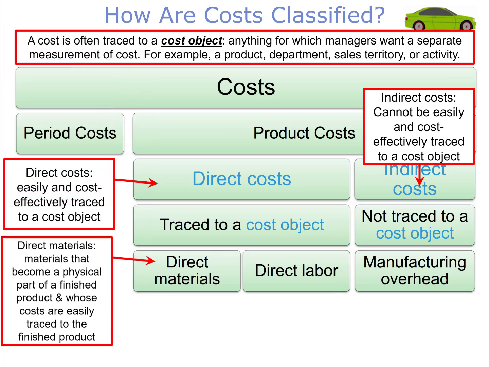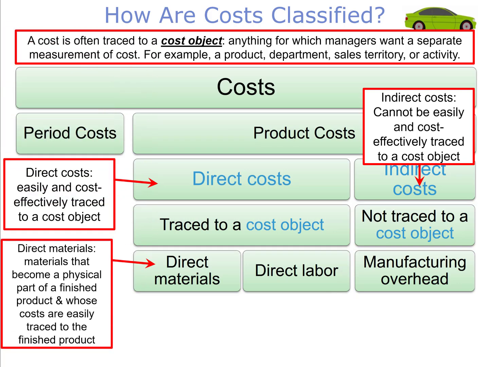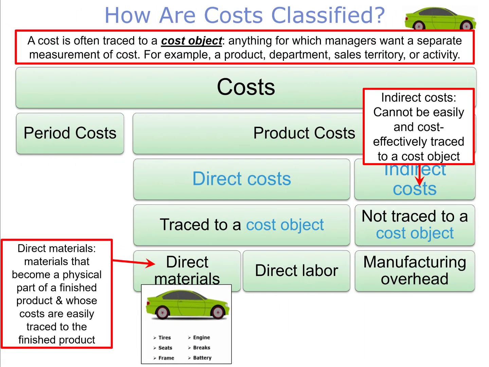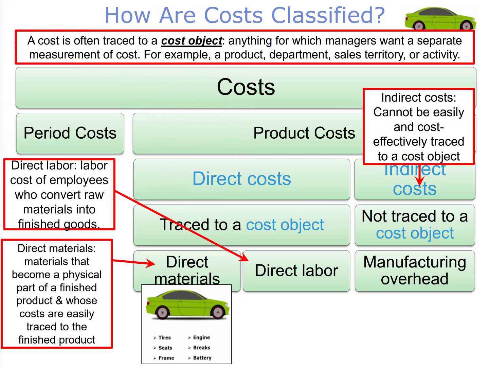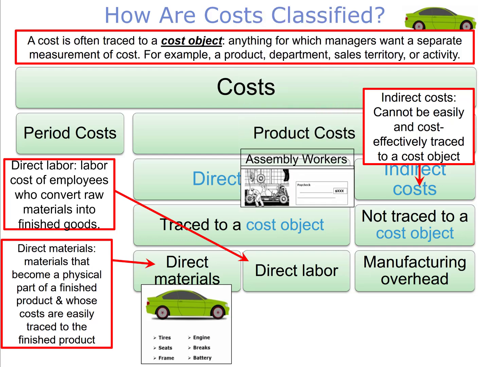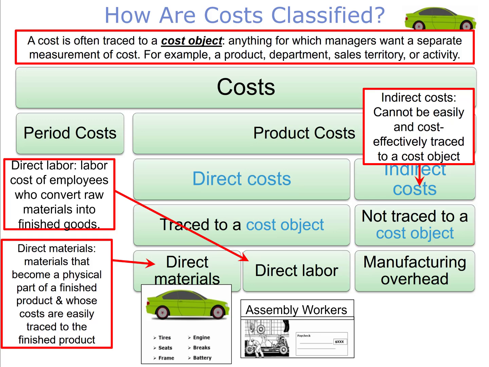Direct materials are materials that become a physical part of a finished product and whose costs are easily traced to the finished product. For manufacturing a car, that would include tires, seats, the car's frame, engine, brakes, battery, etc. Direct labor is the labor cost of employees who convert raw materials into finished goods. For a car manufacturer, these are the assembly workers, and the costs associated with them are their wages and salaries.